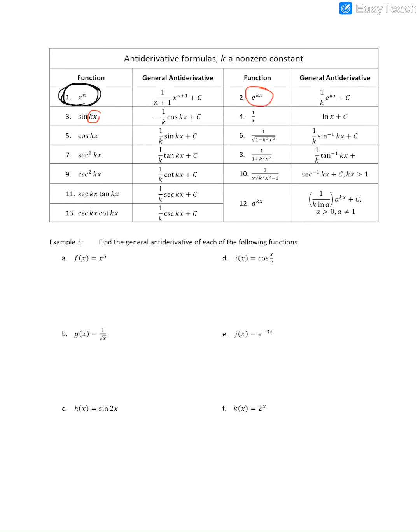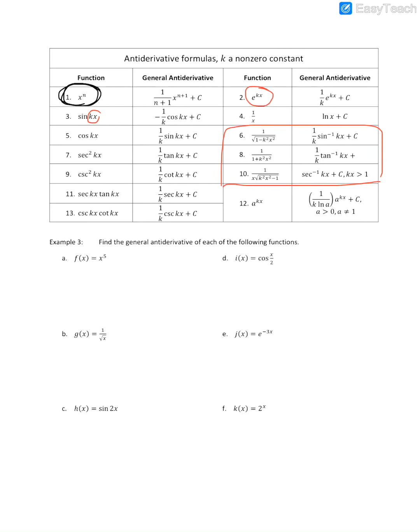1 over x is natural log x that we talked about. And then here we have some of those inverse trig functions that we had formulas for. Those are just good to remember that you do have formulas for those.